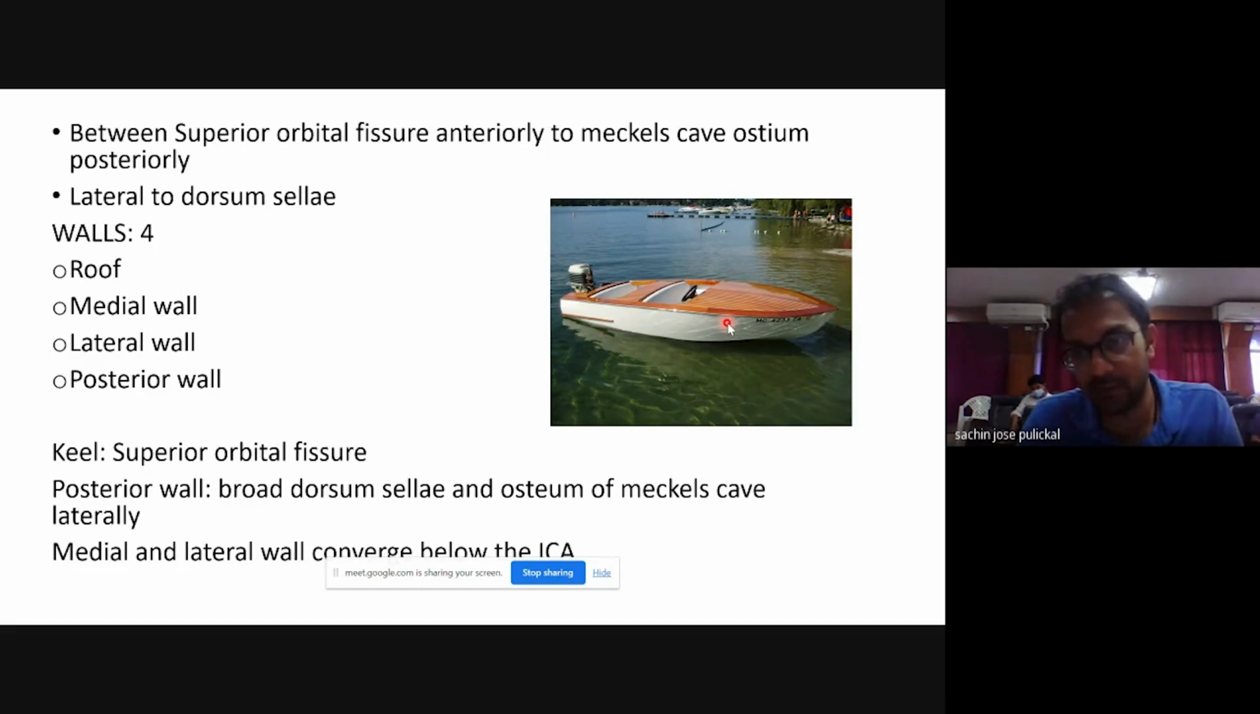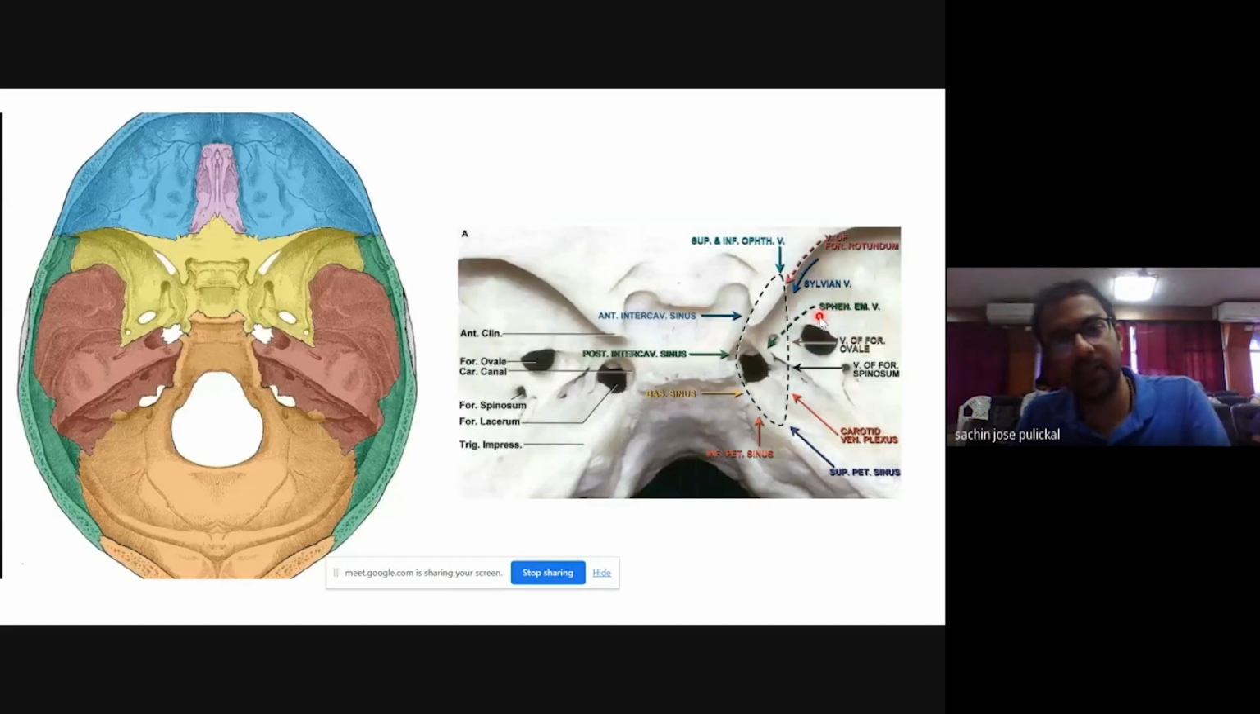So you have the medial wall and lateral wall, which converge together in the inferior aspect. Since it converges toward the inferior aspect like a V, the cavernous sinus doesn't have a floor as such. The cavernous sinus has a roof, which is seen here, and a posterior wall. So the cavernous sinus has four walls: the roof, medial wall, lateral wall, and the posterior wall. The keel of the boat, which is seen here, will correspond to the superior orbital fissure as far as the cavernous sinus is concerned. So we'll discuss the boundaries of this area soon.